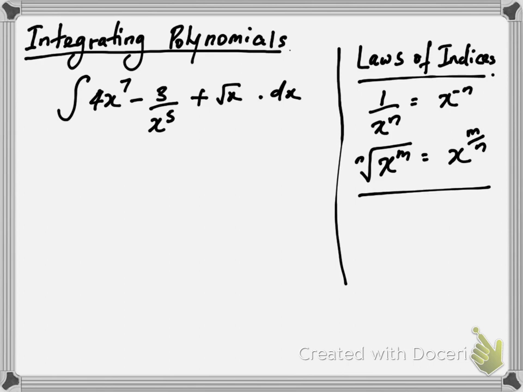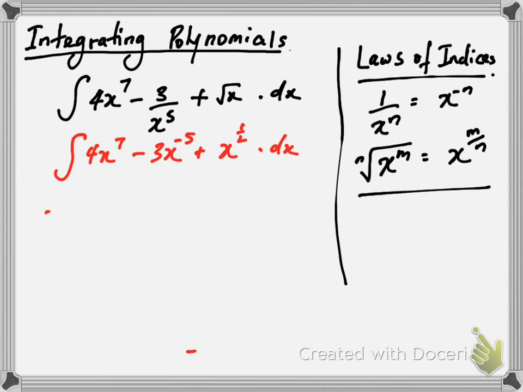So step 1, before we integrate, we have to write all the powers as either negative or fractional, because we cannot integrate x to the power 5 at the bottom, nor can we integrate a surd form. So this is still 4x to the power 7 minus 3x to the power negative 5 plus x to the power half dx. So we haven't integrated yet.